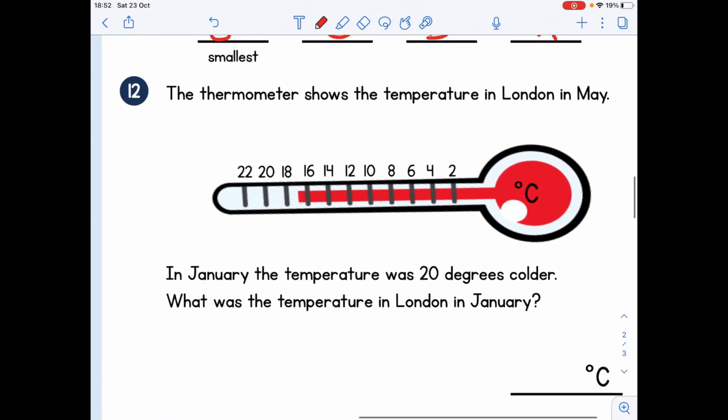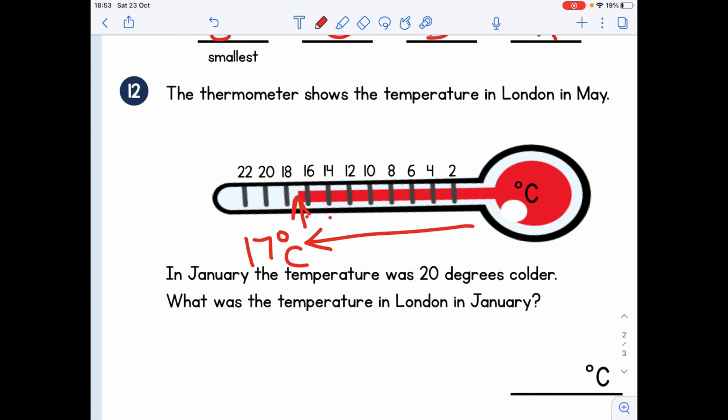Okay, last question. The thermometer shows the temperature in London in May. In January, the temperature was 20 degrees colder. What was the temperature in London in January? Okay, first of all, you have to read off the scale here. You can see it's going up as we go this way. So 14 jumping up into 16, but it's halfway between 16 and 18. So it must be 17 degrees here. So in May, it's 17 degrees.